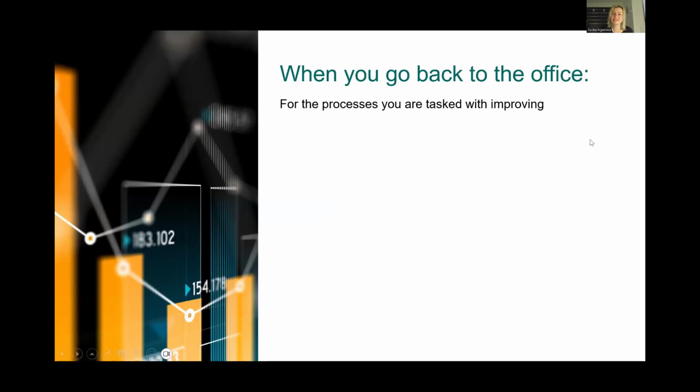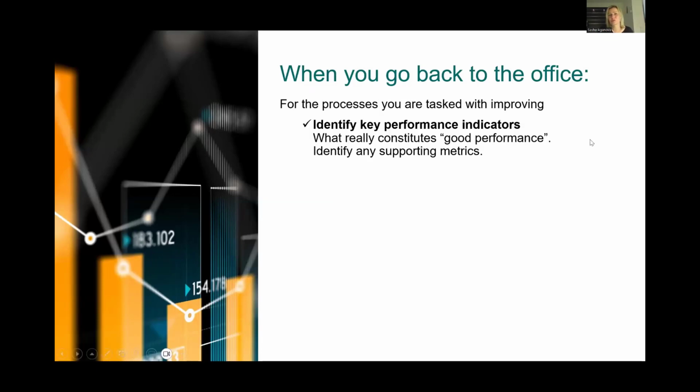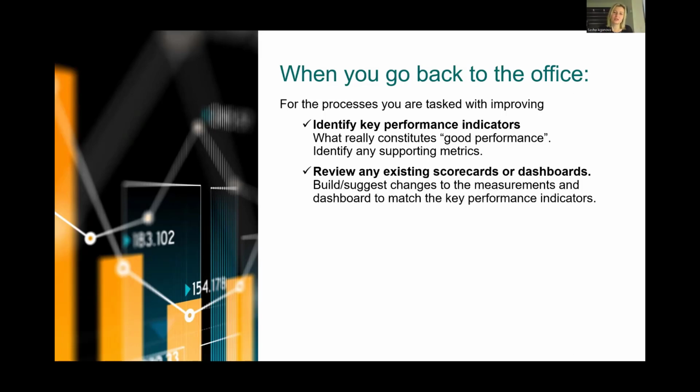So for the processes that you're tasked with to improve, number one, identify key performance indicators. It is your reflection, it is your mirror of the things that you're doing. So what really constitutes good performance, and identify any supportive metrics. That's number one. Again, if you don't have it, what's measured is managed. Do make sure you have a solid structure in there.